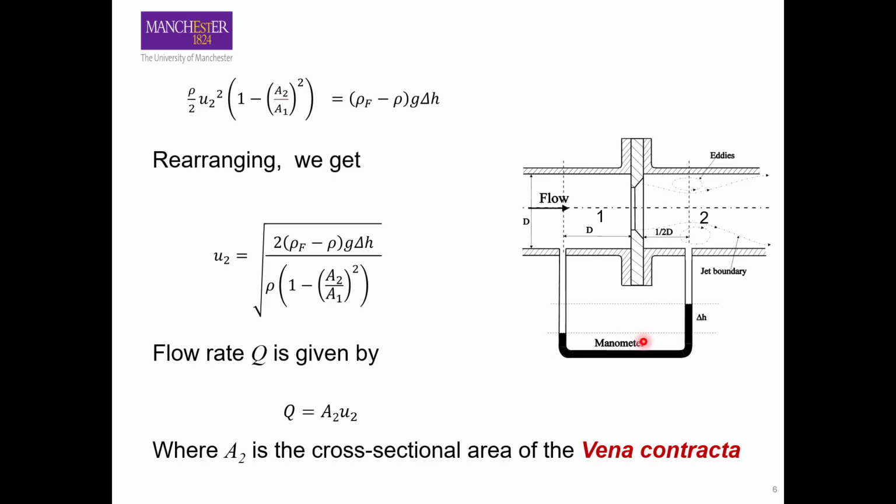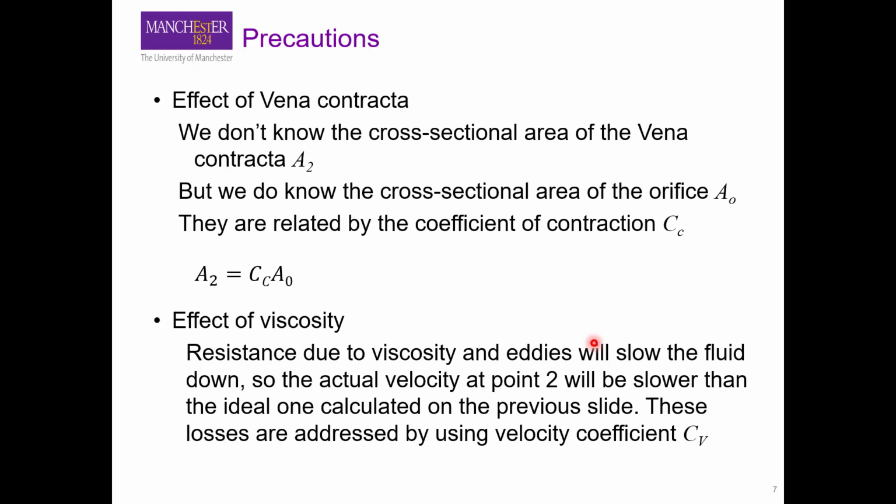Okay, now the problem is that we don't know the cross-sectional area of the vena contracta. We don't know the value of A2. Of course we know the area of the orifice plate, that is A0. So we can define the coefficient of contraction, CC, that we saw in the previous parts as well, which is the ratio of the cross-sectional area of the vena contracta to the area of the orifice plate. Okay, so A2 should be equal to CC times A0.